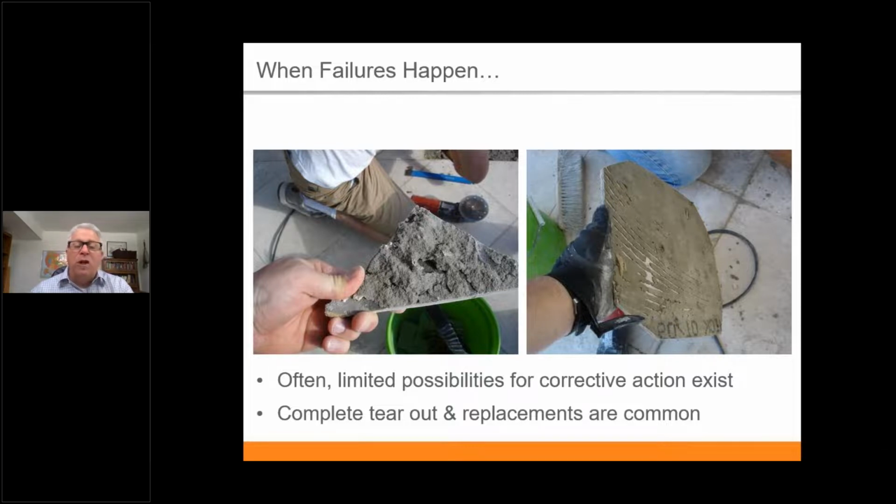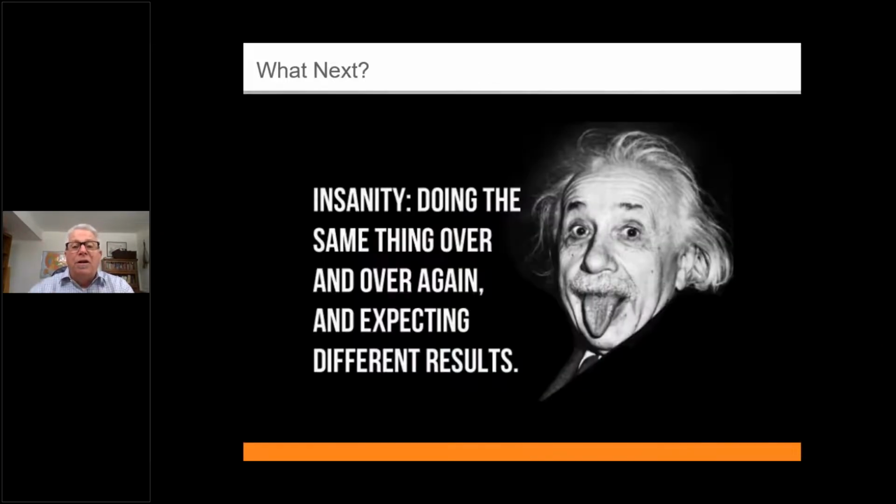So, you know, really we should be taking a look at this. And many of you have heard this before, and I think this is a perfect application for this here. We don't want to do it again the same way we did it last time if it failed. We really need to figure out what went wrong and how to do it right.